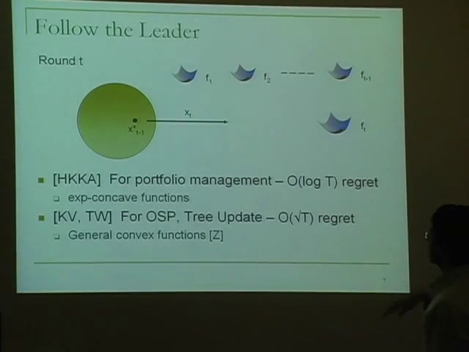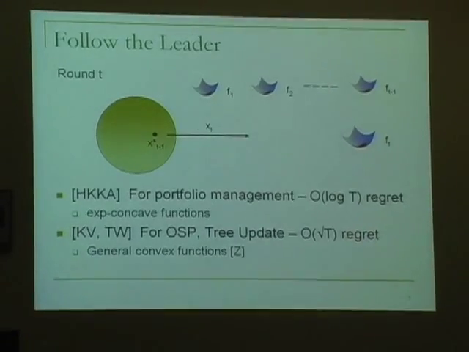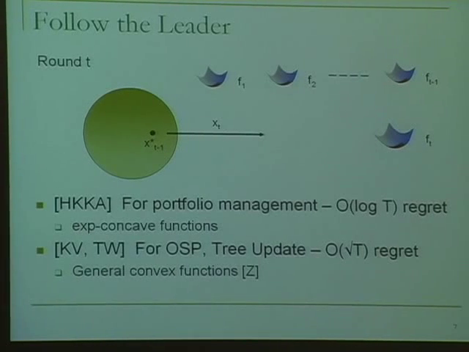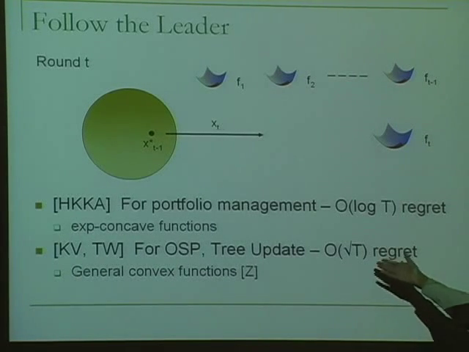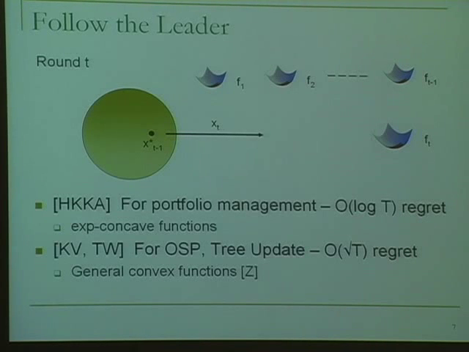And for the more general setting, and I'll describe these problems for something known as online shortest path, the only assumption usually made is that these functions are just bounded and convex. That's all you know. You get O of root t regret, which is, again, very rapid convergence, but not as rapid as that. And the interesting thing is that these regrets are actually tight. This is the best you can do.